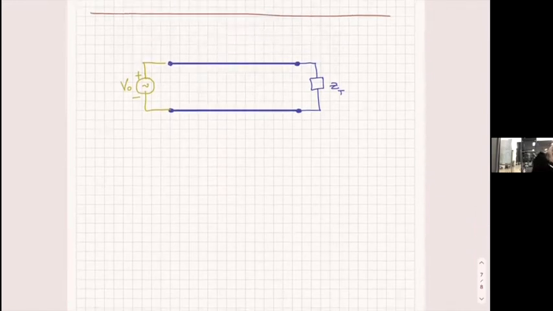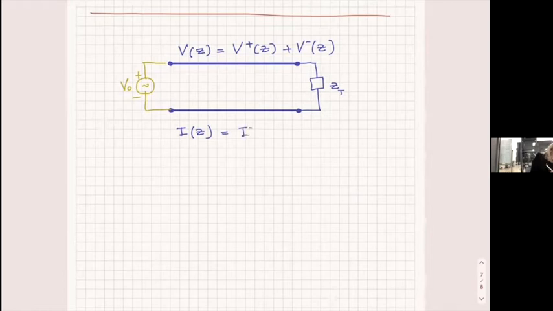So we have a total V, which is a function of z, and is an incident V plus a reflected. And then we have an I of z, which is I plus of z plus I minus of z. So the reflection coefficient gamma is practically, I'm going to the definition right now, a function of z, V minus of z divided by V plus of z. That's the reflection coefficient.